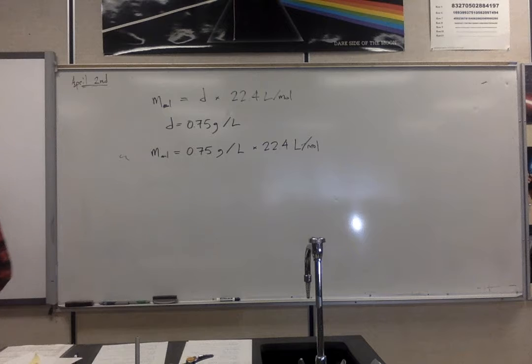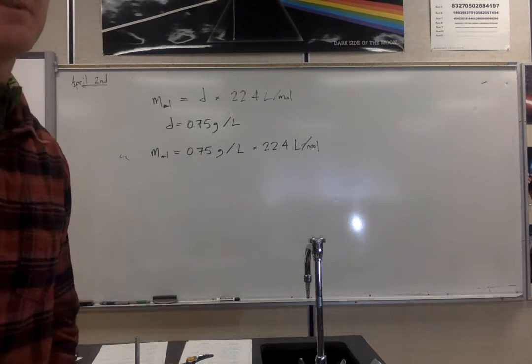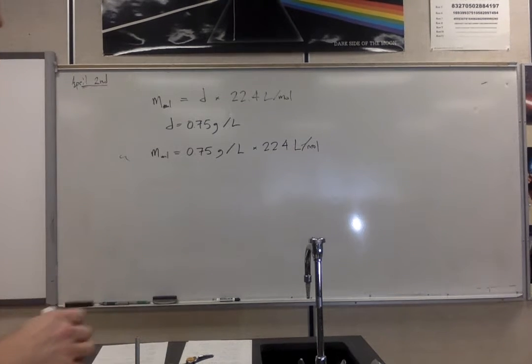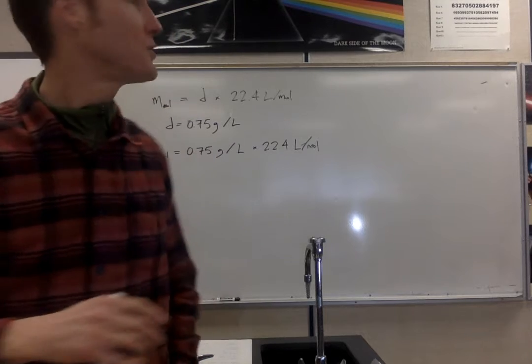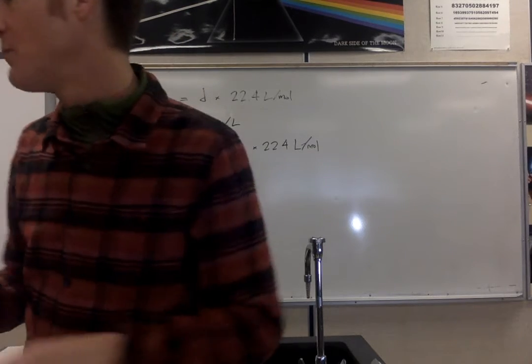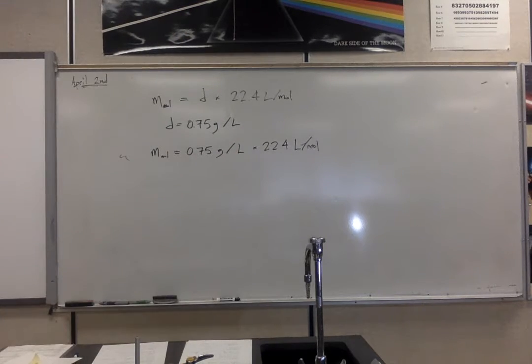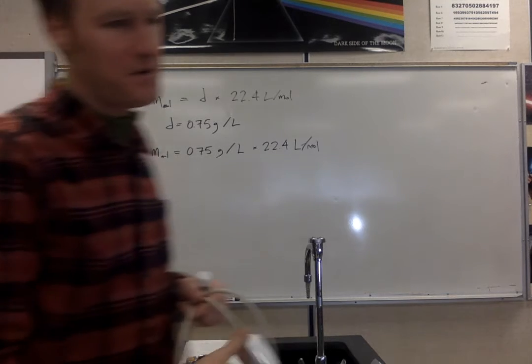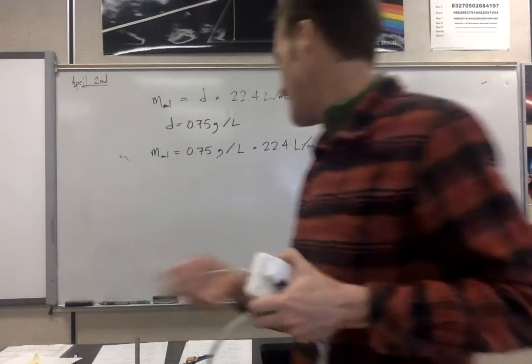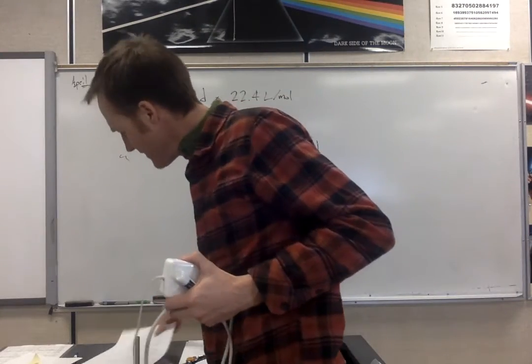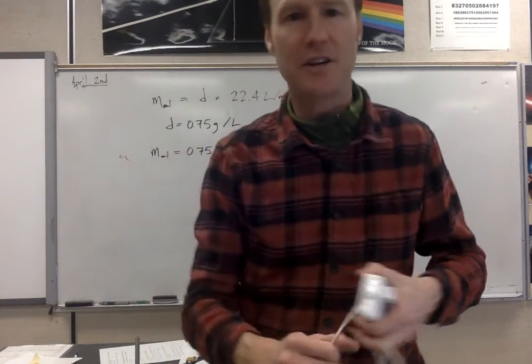Molar mass is 0.75 grams per liter times 22.4 liters per mole. So when you do that calculation, the answer that I found that you're going to see in the answer key is 17 grams per mole.